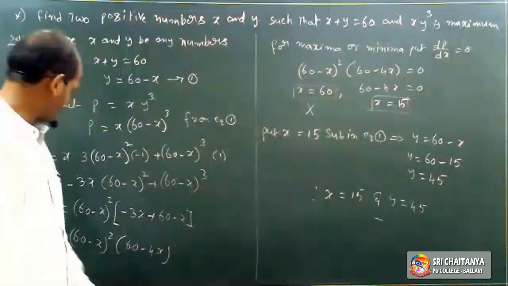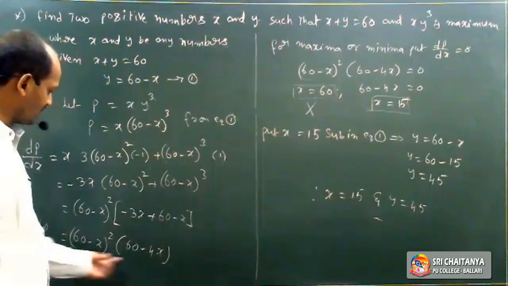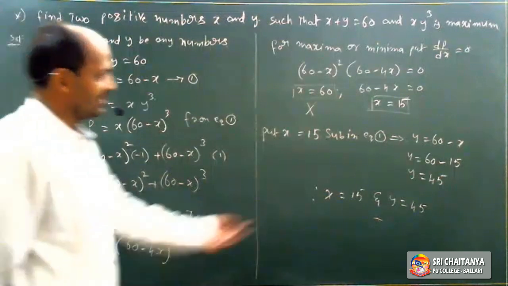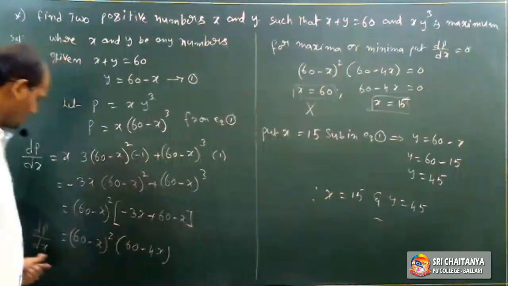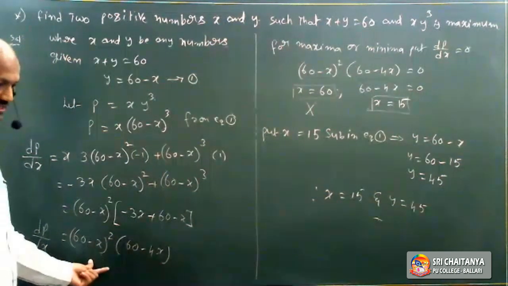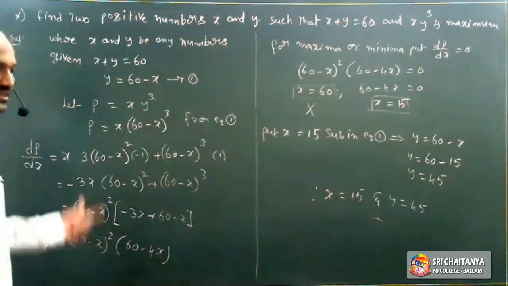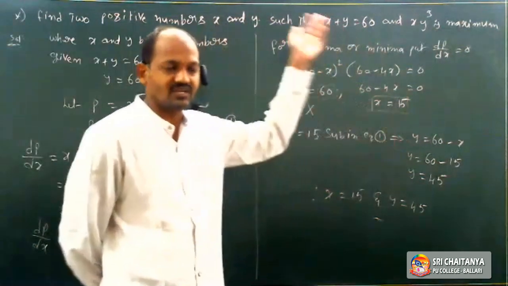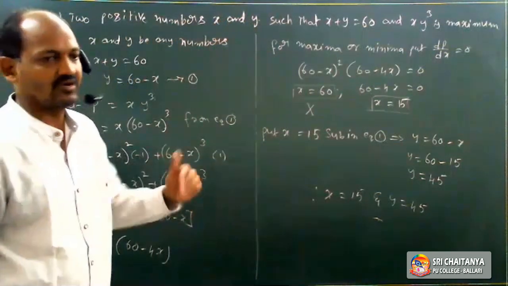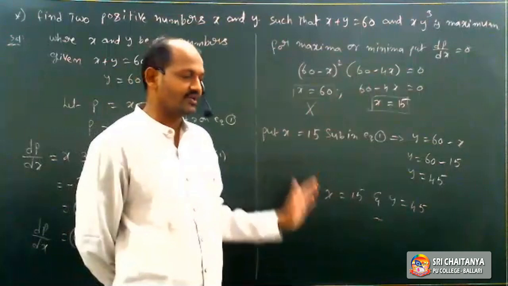Here also, sometimes you have to find the second order derivative. So the second order derivative, again derivative of uv, then x equal to 15 substitute, we get a negative. So dp by dx is only the first order derivative. Again we have to find the second order derivative. In that second order derivative, if x equal to 15 substitute, the result becomes negative. Then we decided it is maximum and x is equal to 15.